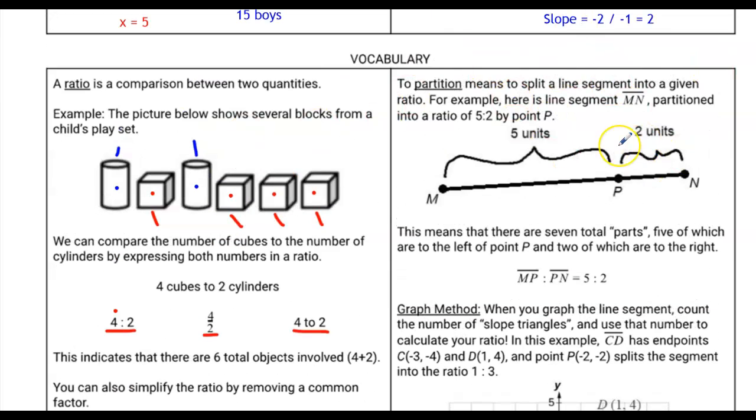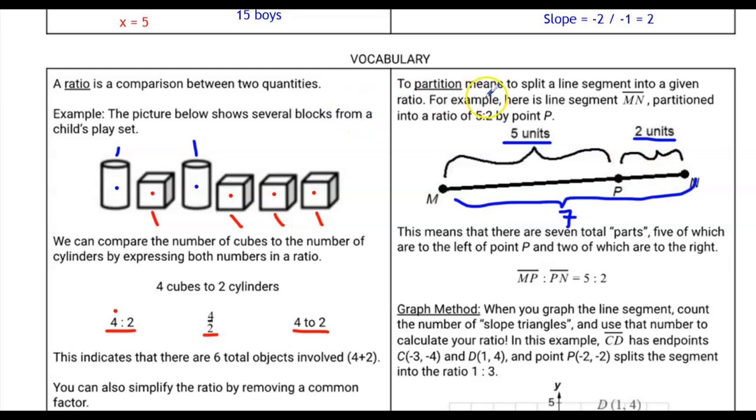When we're talking about ratios in terms of a line segment, we can identify a point on the line segment that partitions it. So for example, in this line segment, MN, P is the partition point, which means it splits the line segment into 2 different parts. It splits it into the 5-unit part and the 2-unit part. As you can imagine, the entire length of this line segment is 7 units. Which should make sense to you because there's 5 units on the left-hand side of P and 2 units on the right-hand side of P.